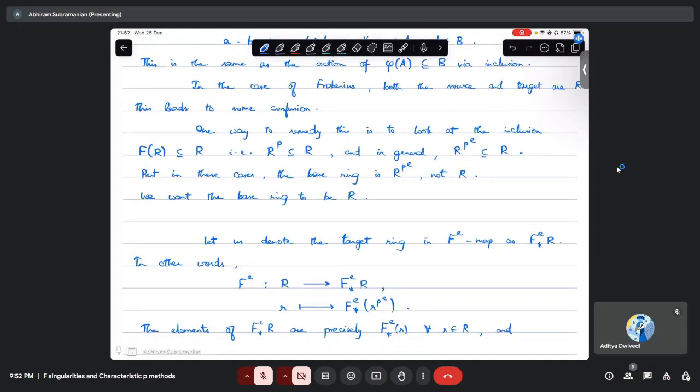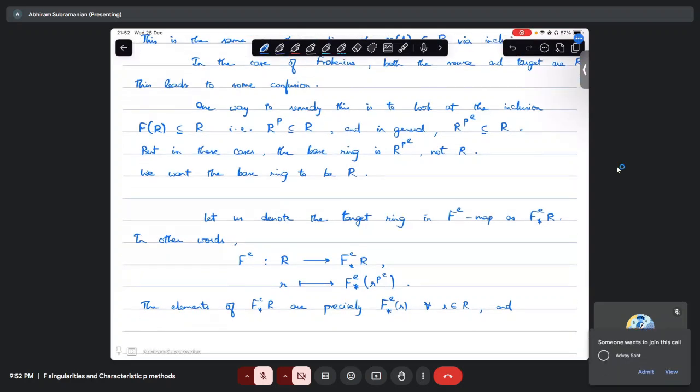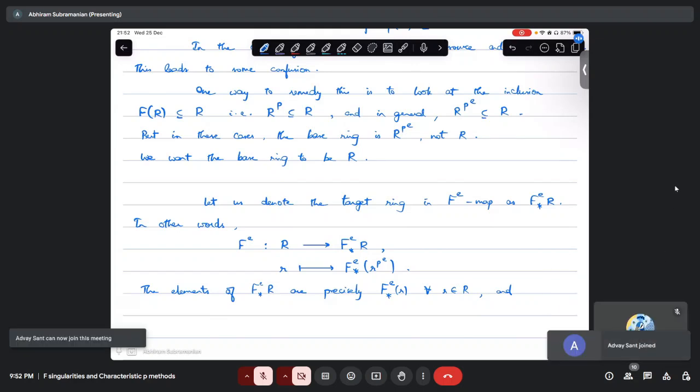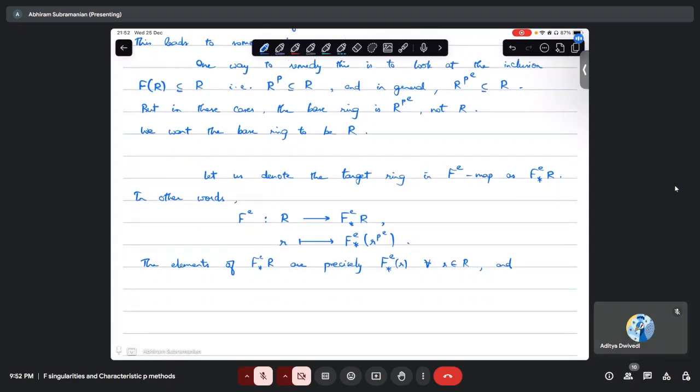So, why are we looking at push forward instead of just looking at the inclusion? We want the base ring to be R and not powers of R. So we are defining the target as a separate ring. We call that the push forward of R. And the elements are precisely this F e star of r. So these are precisely the elements in the Frobenius push forward.